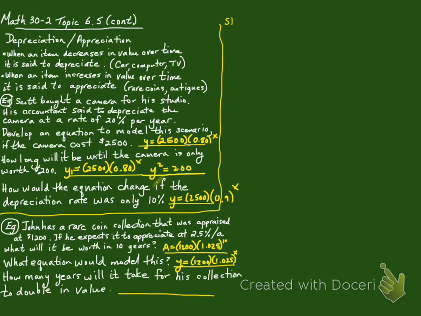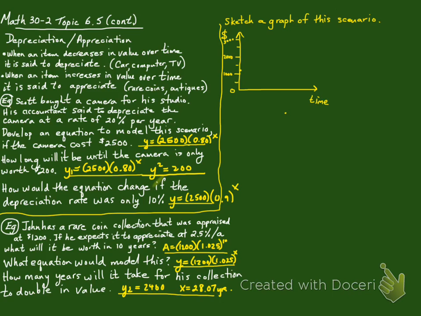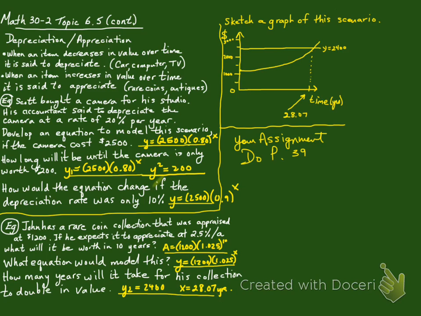And how many years will it take for his collection to double in value? If you plug that in your calculator where y2 is equal to 2400, you'll find that it'll take 28.07 years. And this is what it's going to look like on your graph. If you sketched a graph of this scenario, you'll notice that y is going to be 2400 as the flat line. Our other curve starts at 1200 and then goes up, and that's going to intersect at one point where the x value is 28.07.